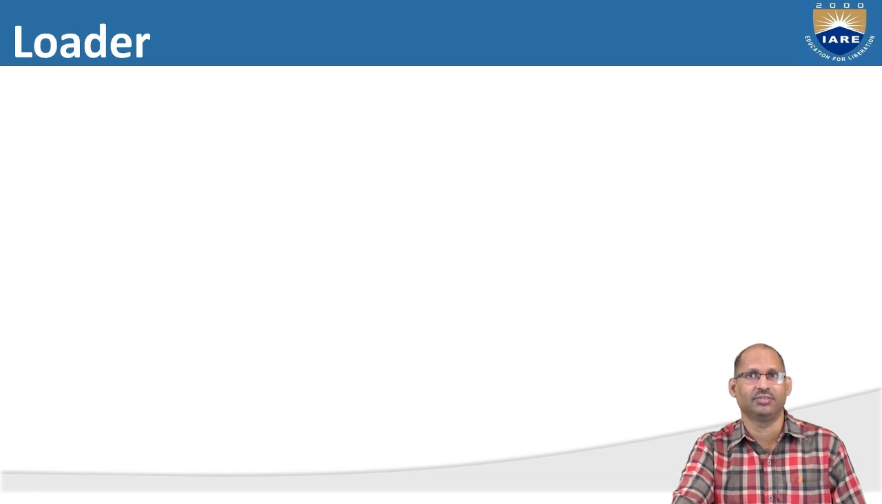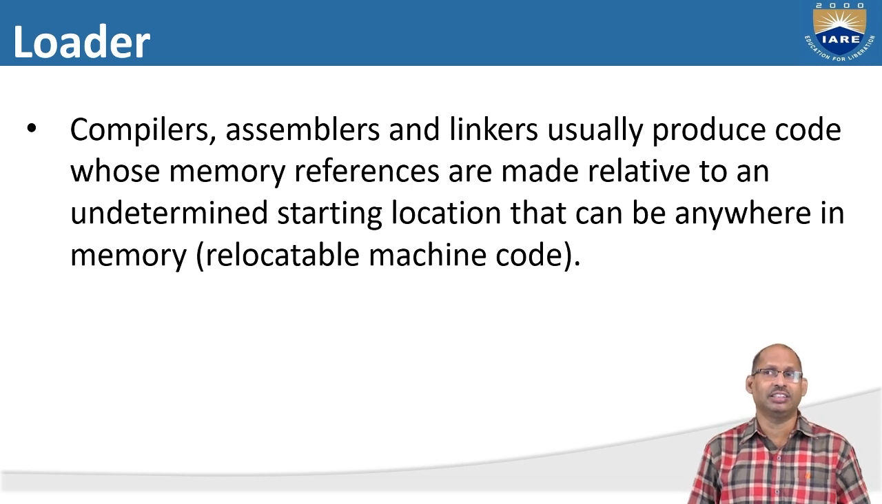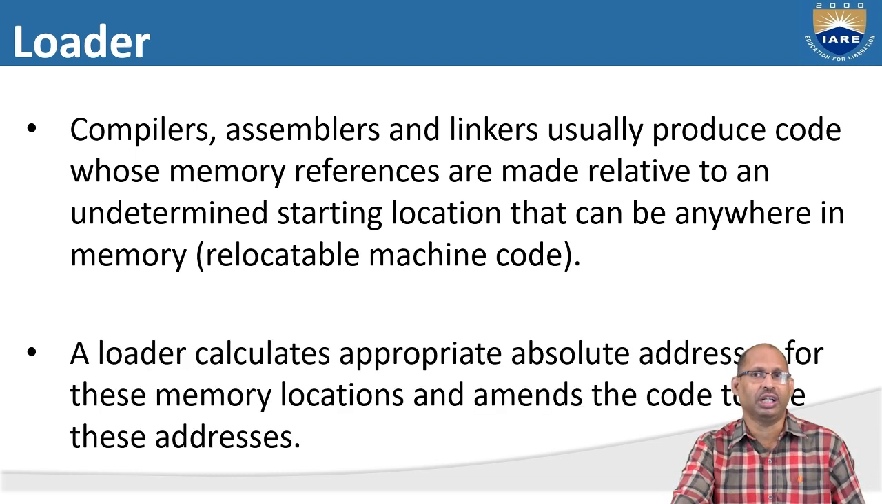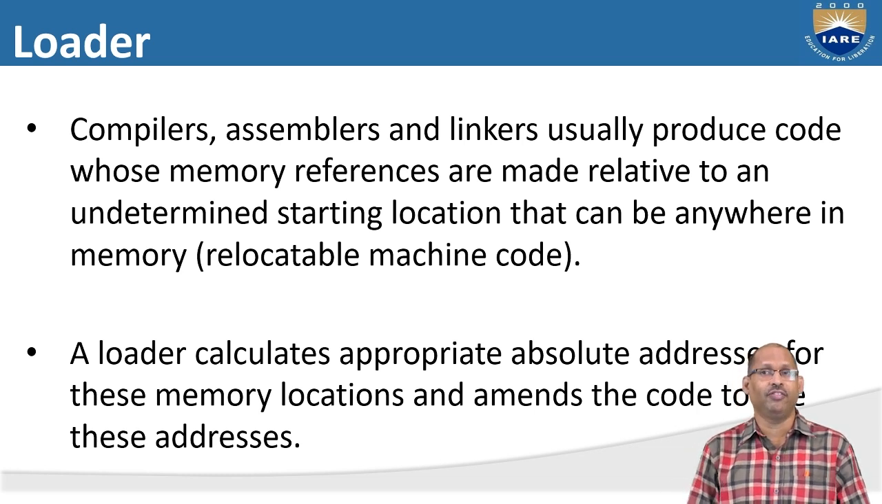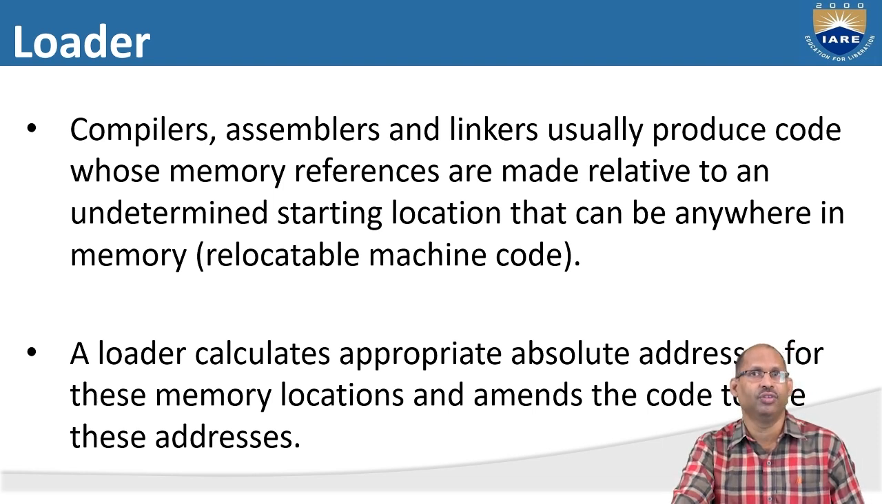Then the loader. Compilers, assemblers, and linkers usually produce code whose memory references are made relative to an undetermined starting location that can be anywhere in memory. So these are the relocatable machine code it will generate. But the loader will allocate memory locations to each and every statement of the program, and assign them for all the variables and temporary variables, to make it executable. That is the main task of the loader.